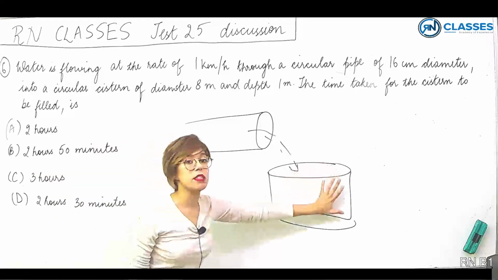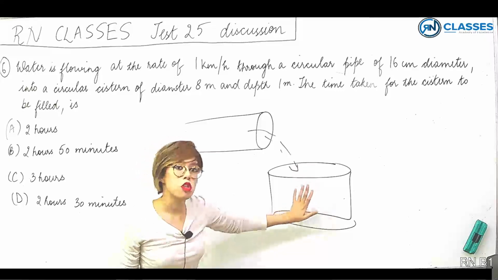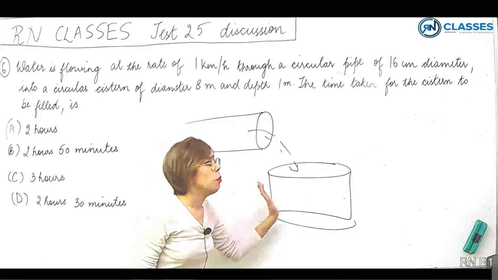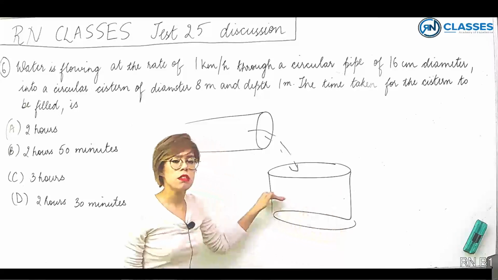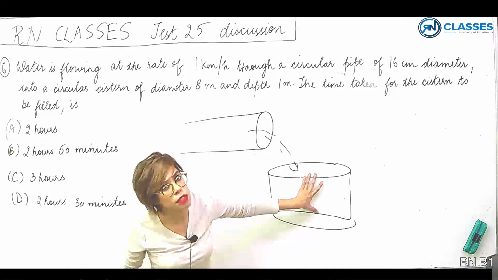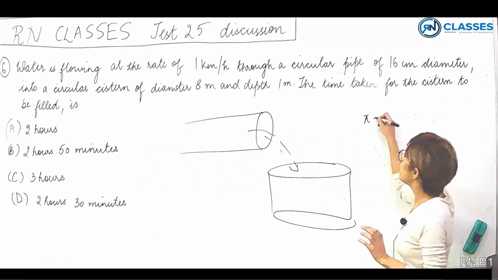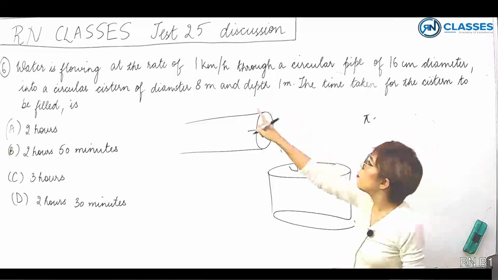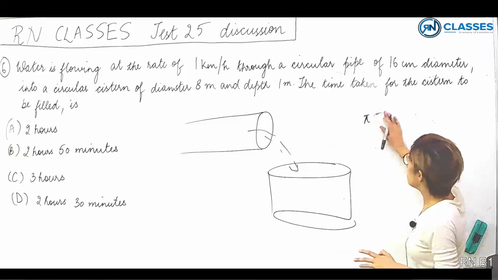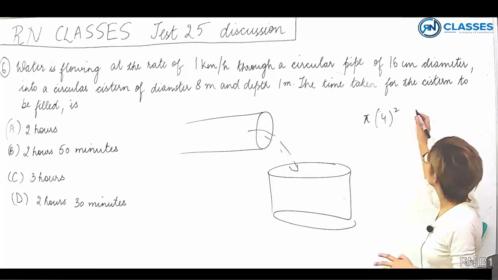He says the time taken for the system to be filled. So I need to fill up the system. Right? So that means in the entire space, water should come up. So how much water should come here? As in the volume of the system. Right? So volume of the water in the system is equal to volume of the system. So volume of the system is what? Pi r square. Now r is what? Now diameter is 8. So radius will be 4. So pi into 4 square into depth, which is 1.